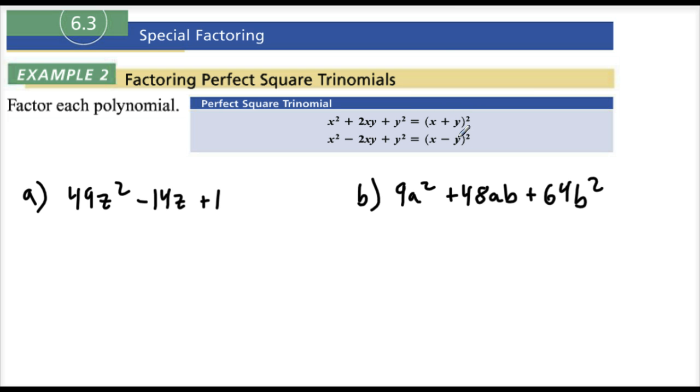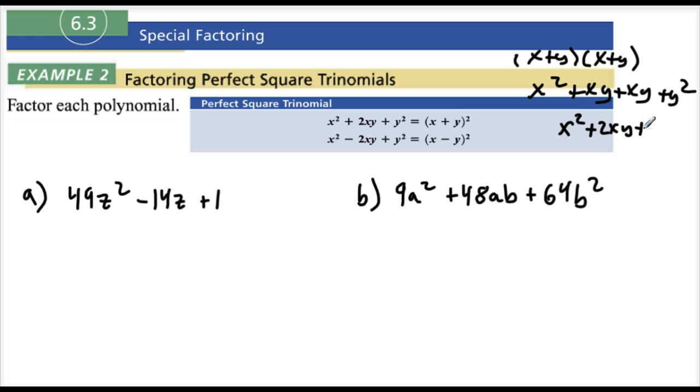Okay, and you can quickly figure that out. I'm not just making that up. If you take x plus y squared, that means x plus y times x plus y. If you distribute this, x times x is x squared, x times y is xy, y times x is xy, and y times y is y squared. So we get x squared plus 2xy plus y squared. See how we get the same thing right here? So this pattern does work.